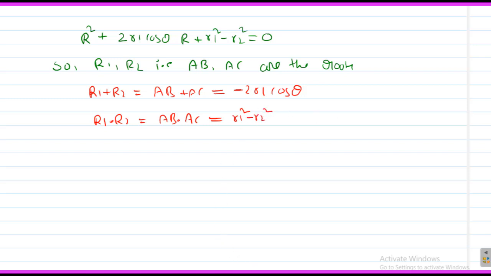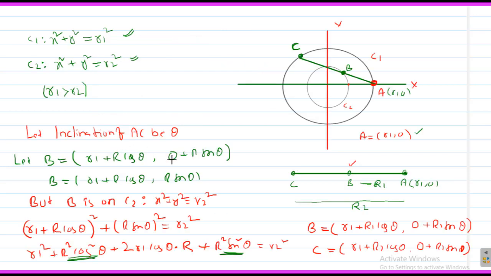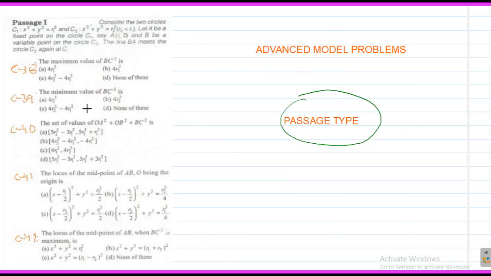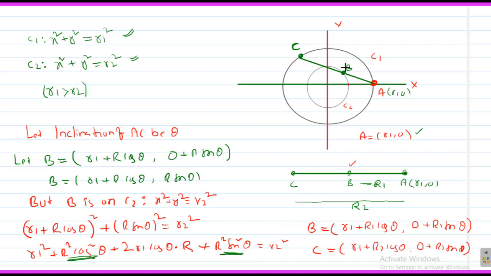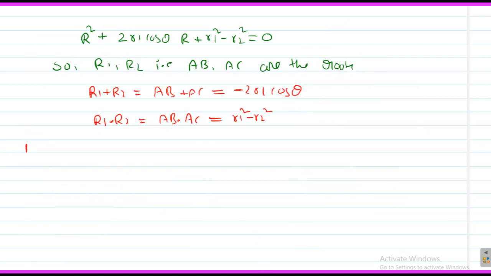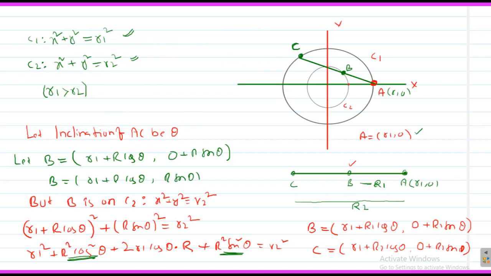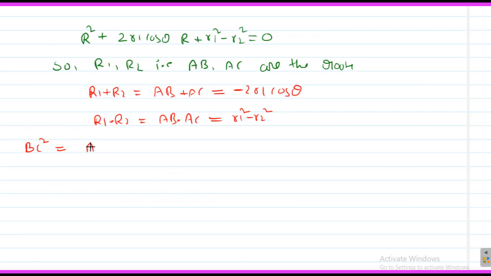So what do we want? Now I want the question. You want BC square minimum value and BC square maximum value. So BC length you want. BC, see here, observe in the diagram, BC means AC minus AB only. BC square means AC minus AB whole square. So AC minus AB value is not there, but AB plus AC value is there.